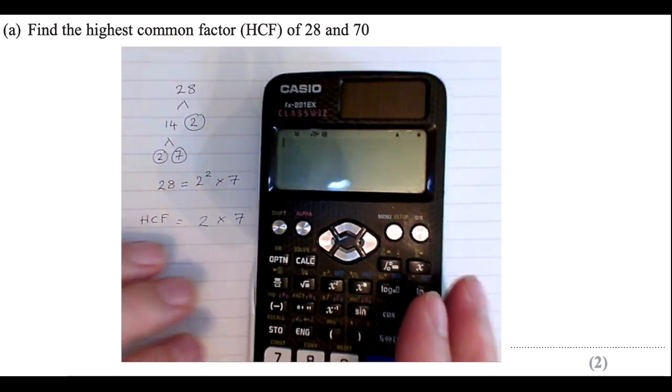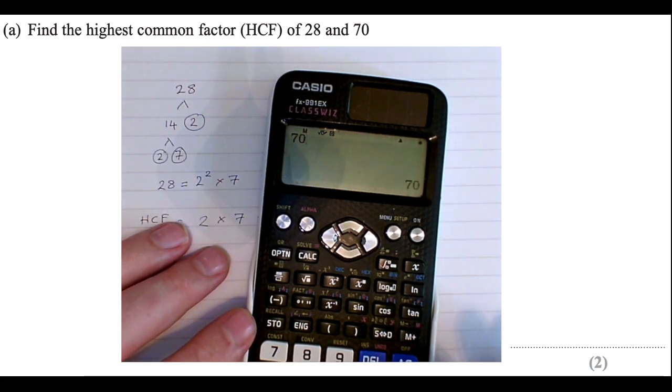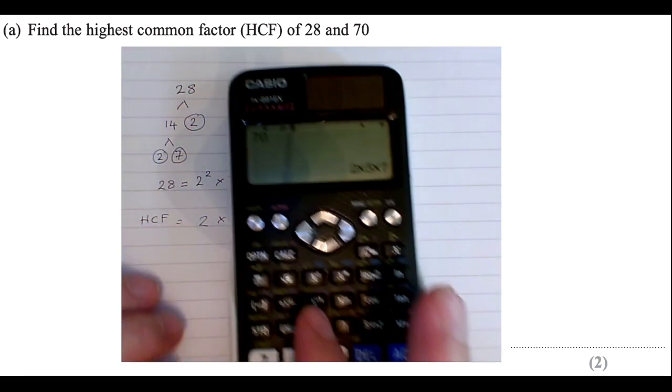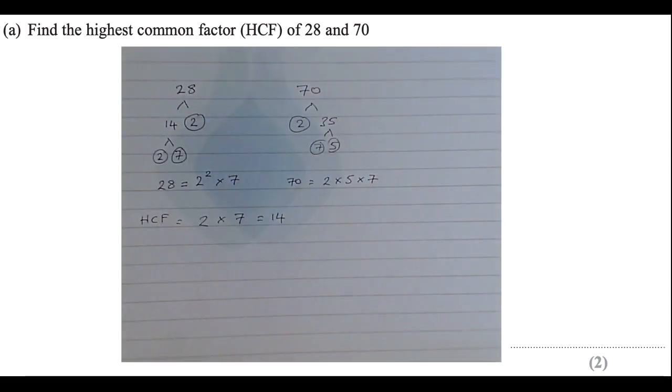14. I'm just going to check 70 though, so 70 equals shift and fact, and it tells me yes, it was 2 times by 5 times by 7. So I know I've done the right thing.